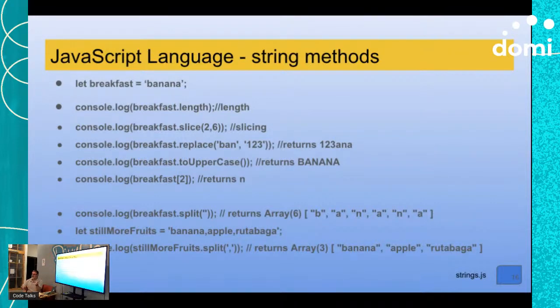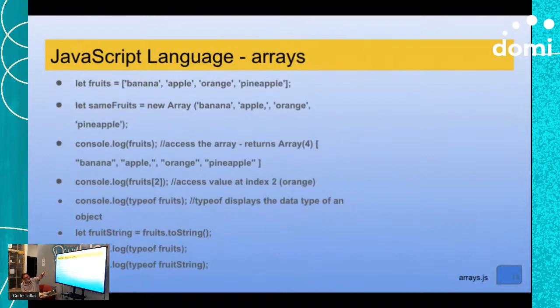We can turn an array into a string. So arrays, this time I have fruits, as banana, apple, orange, and pineapple. And this is one way to do it, using the brackets. This is the preferred way. There is another way that we can do it, a little more formal kind of way, where you do a keyword new and then a constructor called Array, and then it's in parentheses. But honestly, who wants to type that? Not me. I'll just use the brackets, please.